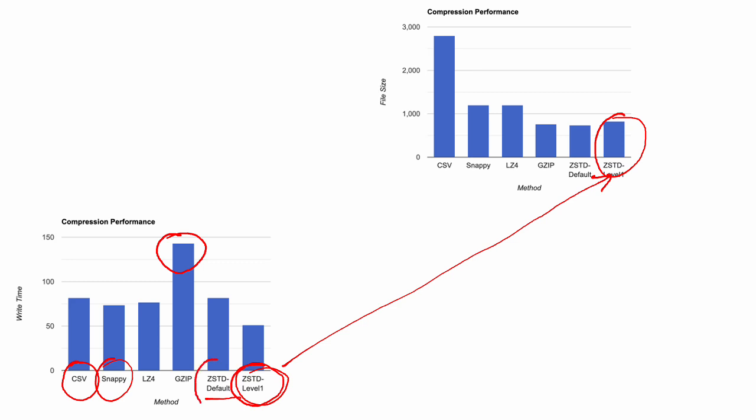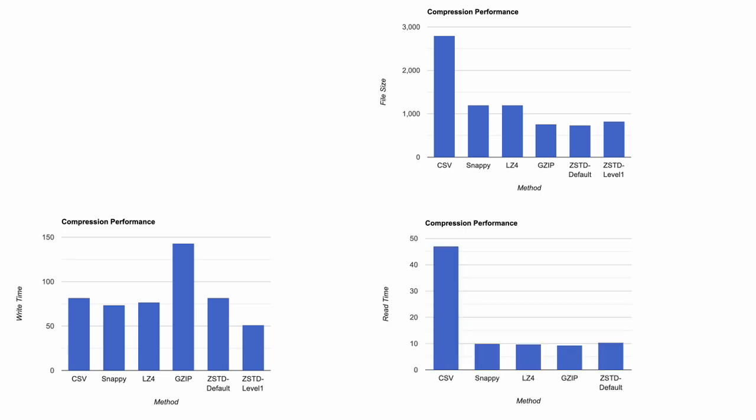For most practical purposes, the default level, which happens to be level 3, is also fine. And when it comes to reading the files, the different compression algorithms were very, very similar. All of them took around 10 seconds to do a column aggregation. So not much of a difference there.